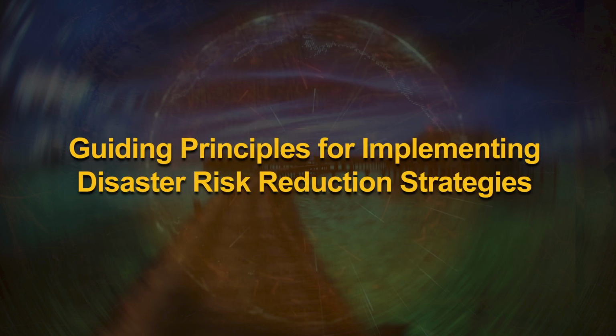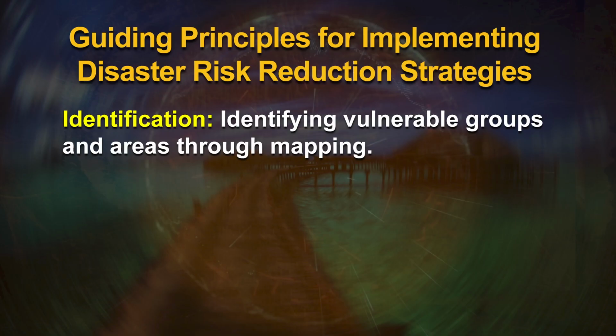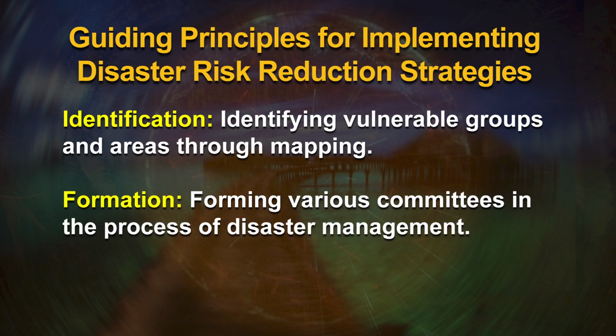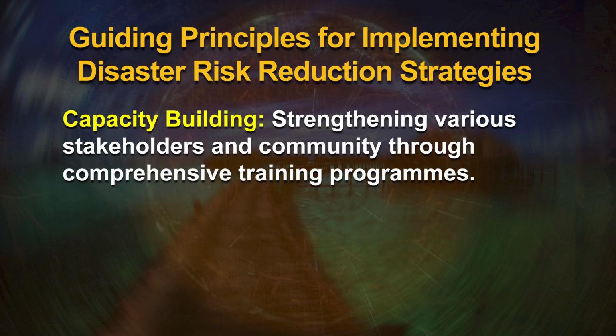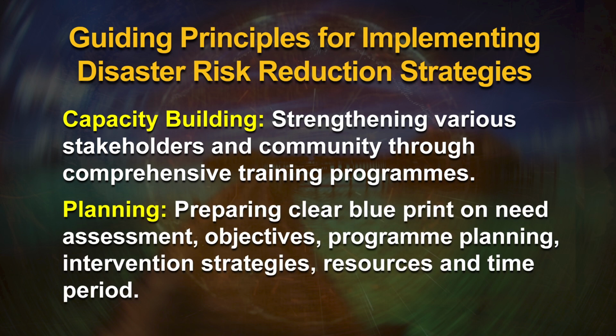Guiding principles for implementing disaster risk reduction strategies. This suggests a few guiding principles for effective implementation of disaster risk reduction strategies in the national context. Those are identification, that is identifying vulnerable groups and areas through mapping; formation, that is forming various committees in the process of disaster management; capacity building, that is strengthening various stakeholders and community through comprehensive training programs; planning, that is preparing a clear blueprint on need assessment, objectives, program planning, intervention strategies, resources and the time period.